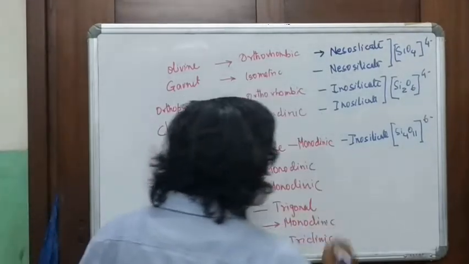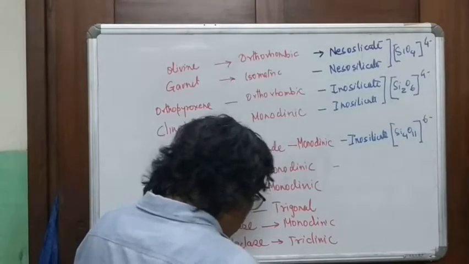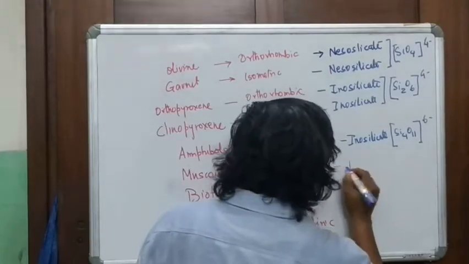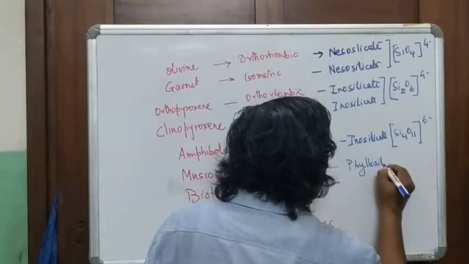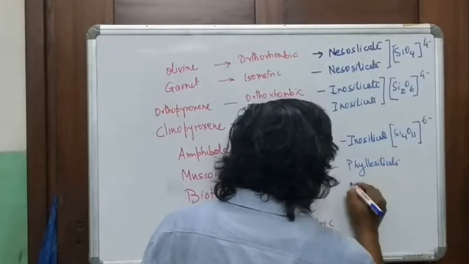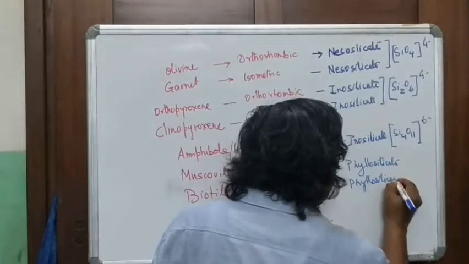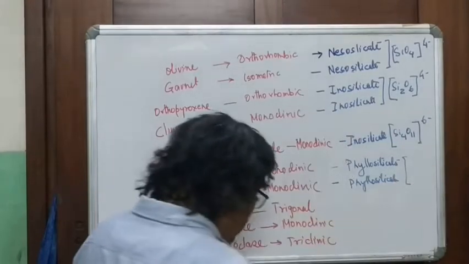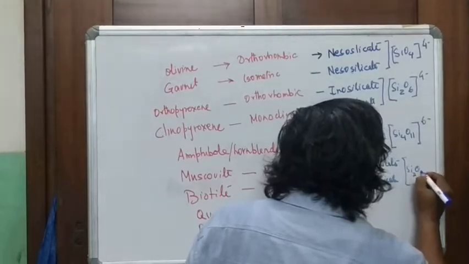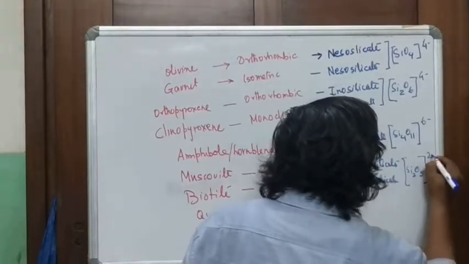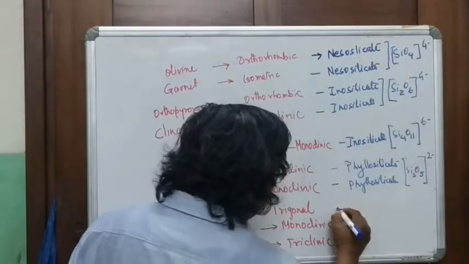Muscovite and biotite, both of them are phyllosilicates. The basic building block of this is Si2O5, 2 minus. Then we have the trigonal system, quartz.